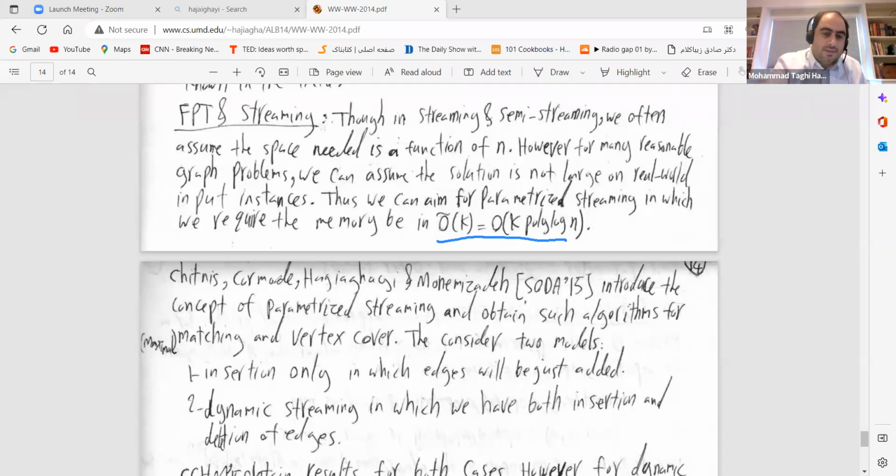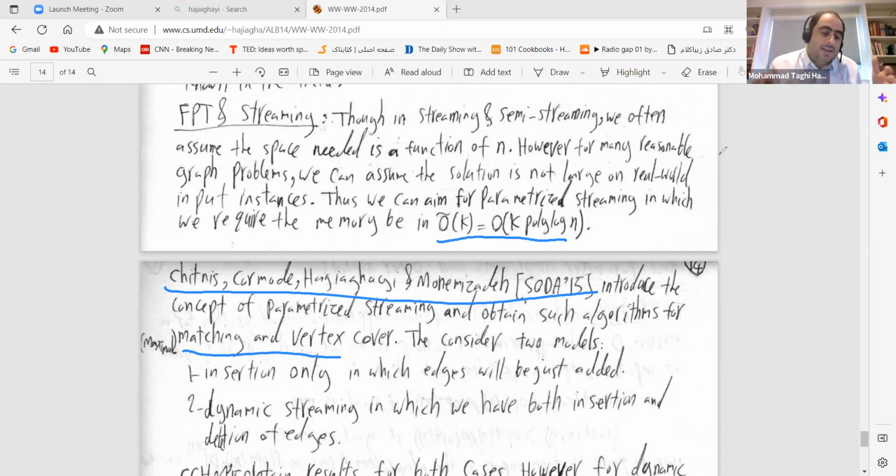So for example, in this paper, we show that for a maximal matching or vertex cover, you can actually... So what is the vertex cover? Again, the streaming version: the set of edges are coming and you want to just select a set of vertices such that you will cover all edges.